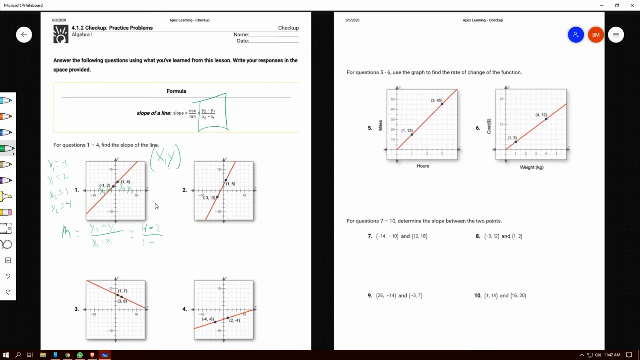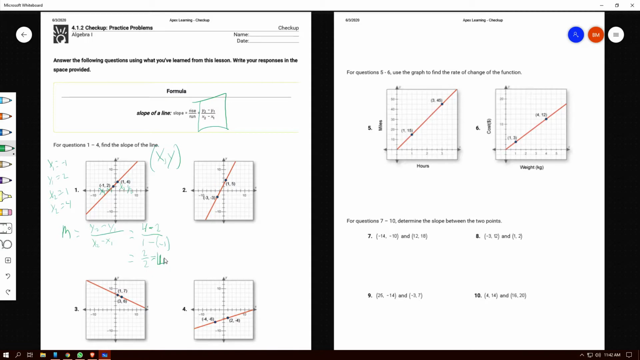Now, I have a negative number. Whenever I have a negative number, I'm going to put parentheses around it. So parentheses, -1. And that's important. Anytime you have a negative number, put parentheses. 4 minus 2 is 2. 1 minus -1, that's going to be 1 plus 1. That's going to be 2. So I have 2 over 2.